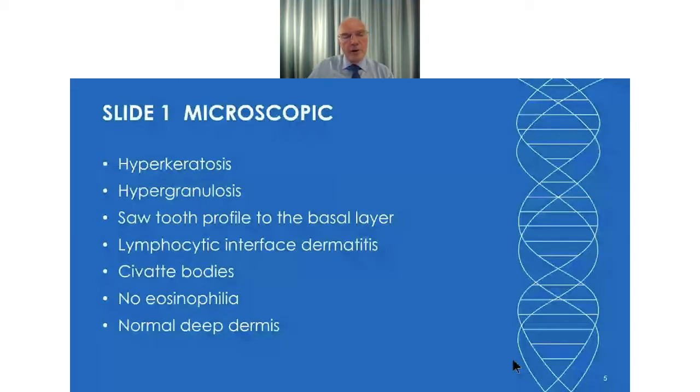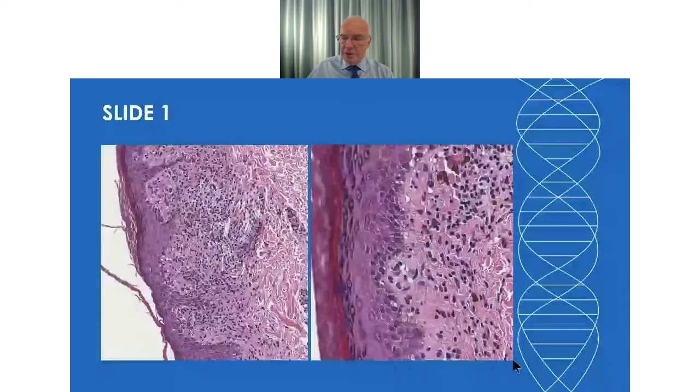Eosinophils we look out for because there's a differential diagnosis here, and that would include perhaps allergic conditions, or lichenoid drug eruptions. And if you're lucky in those, you might start to see some eosinophils as part of a kind of allergic reaction.